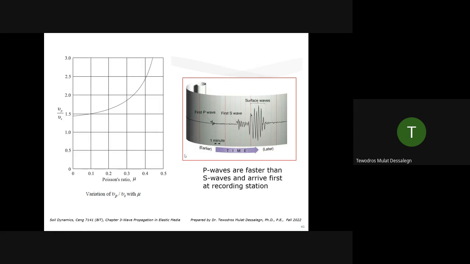And this is just a comparison of VP and VS for different materials with different Poisson ratios. And as you get close to a Poisson ratio of 0.5, the VP to VS ratio gets much larger, since 0.5 is like getting close to water. Soil is normally around 0.3 to 0.4.